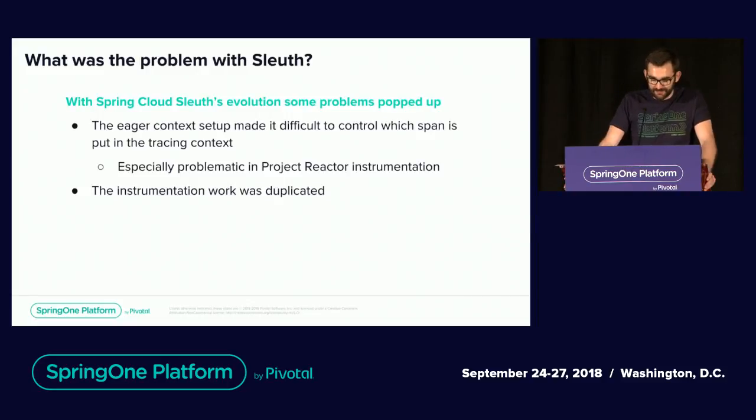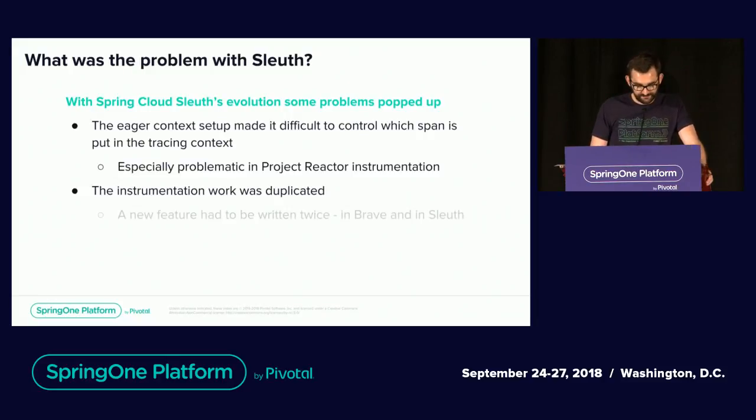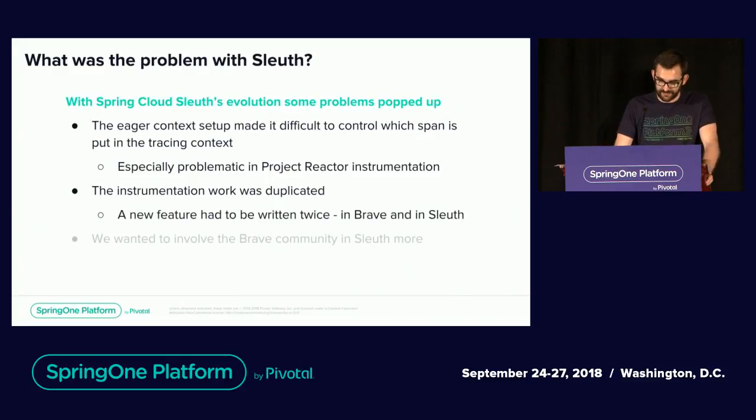Another problem we had was that instrumentation work was duplicated. For example, a feature was done in Brave, and I had to write exactly the same feature in Sleuth. And I couldn't copy-paste, because the concepts were completely different. Even though the naming was similar, the fact that the context setup was different made my life very miserable. So we had to write it twice.